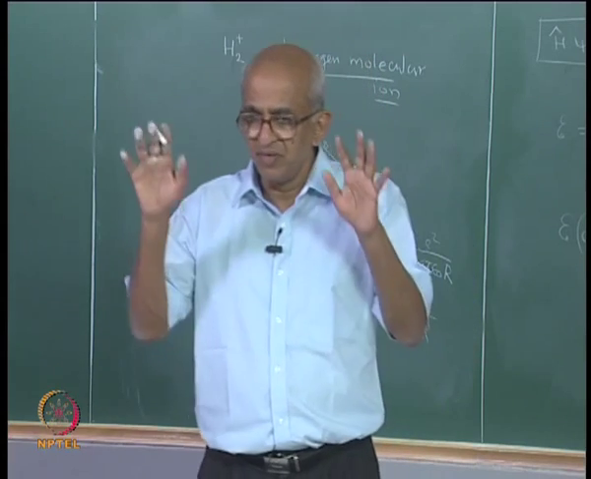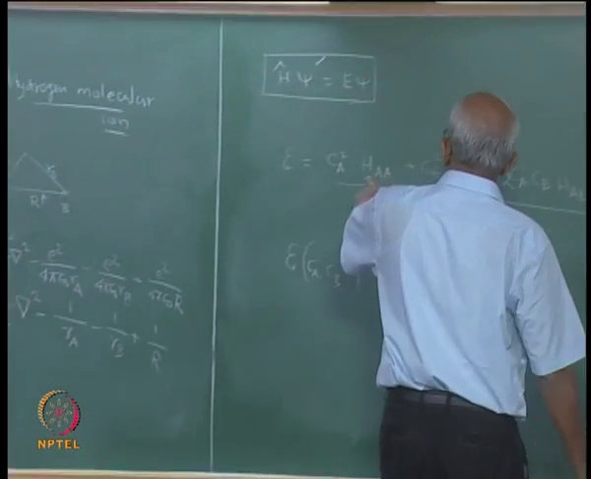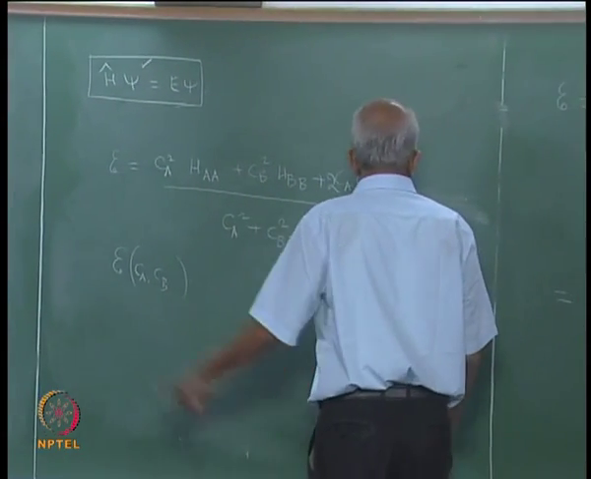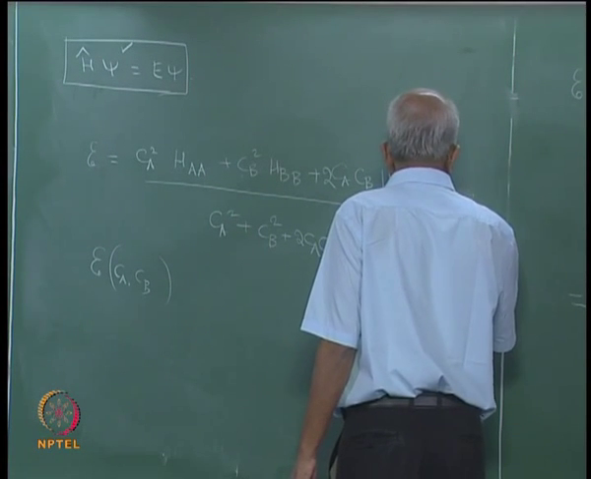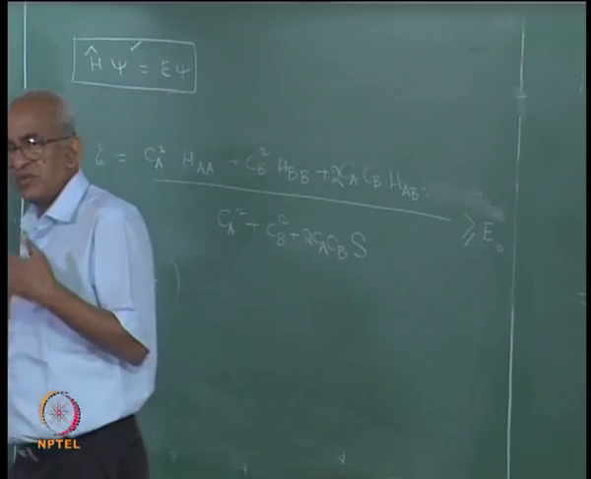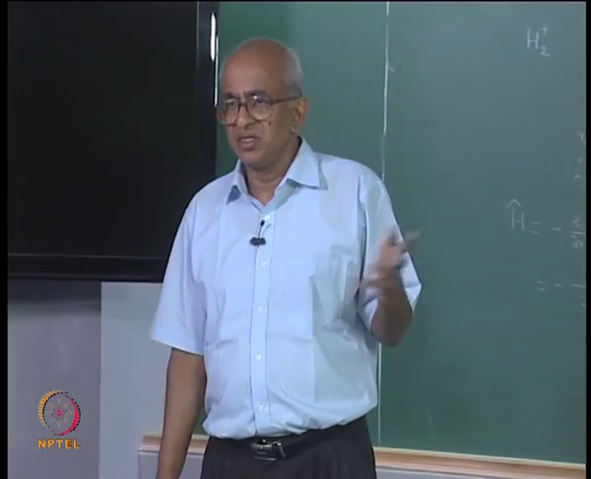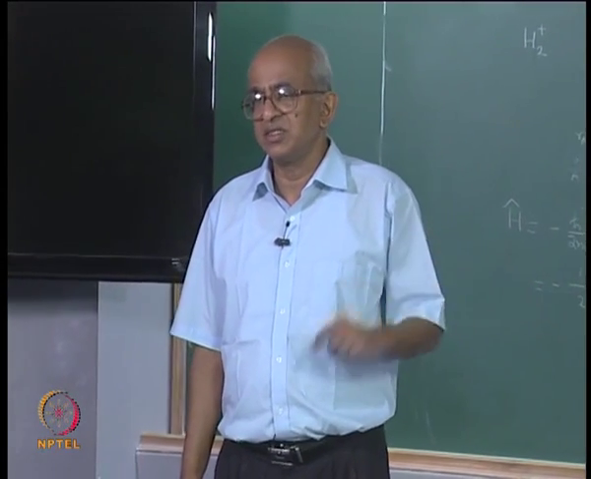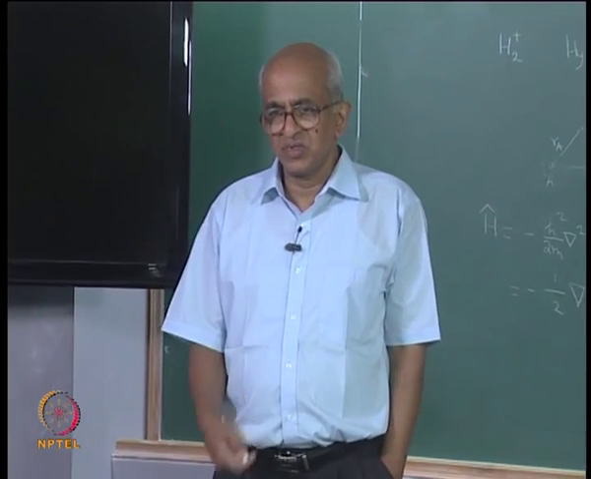So let us say you have evaluated these numbers and put them in here, and then you will get the value of script T, but I know that this has to be greater than or equal to the actual ground state energy. It does not matter what the values of C_A and C_B are. For all values of C_A and C_B, this must be true. That is what the variation theorem says, correct. So what is the procedure now?